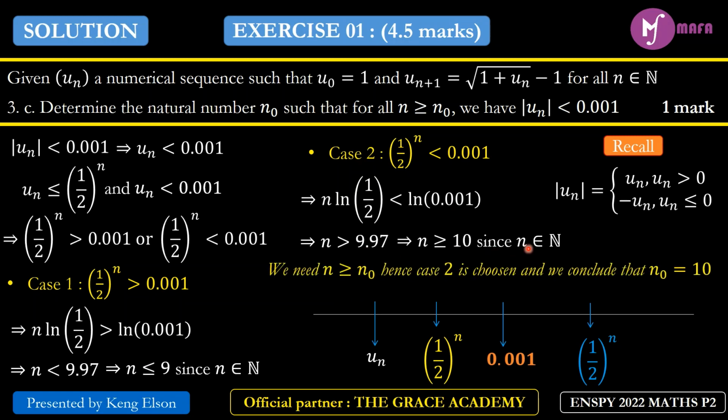Now what is n0? We need n to be greater than or equal to n0. If you see the first case, our n is less than or equal to 9, so 9 can never be n0. So n greater than or equal to 10 relates with n greater than or equal to n0. If you compare n greater than or equal to n0 with n greater than or equal to 10, it means that our n0 is equal to 10. So that's the value of n0.